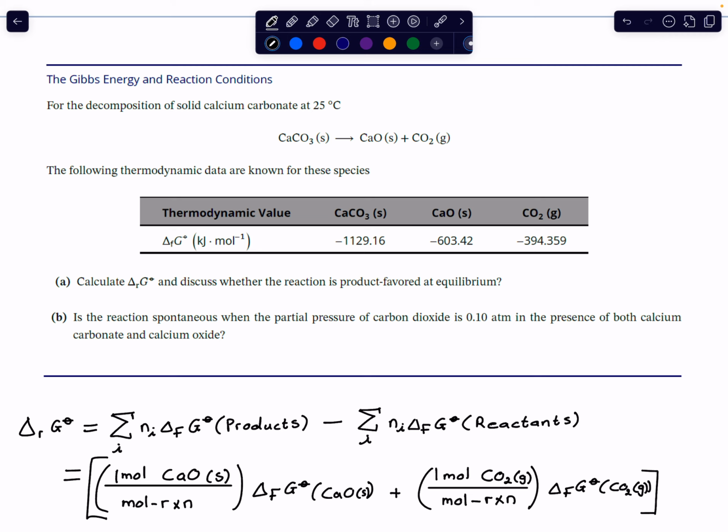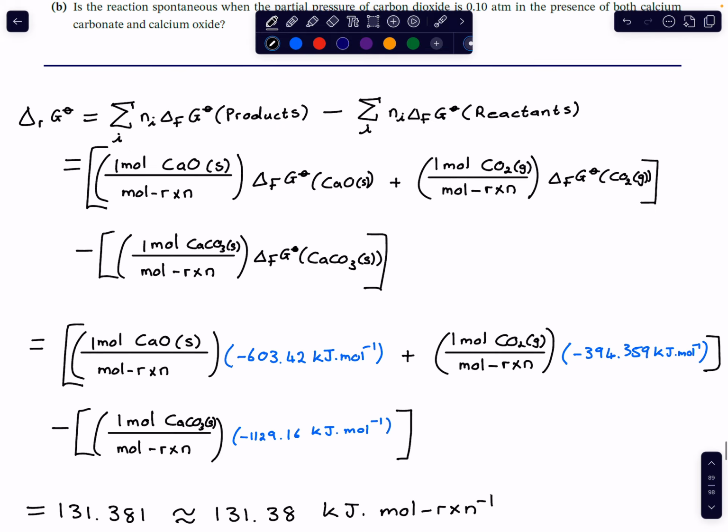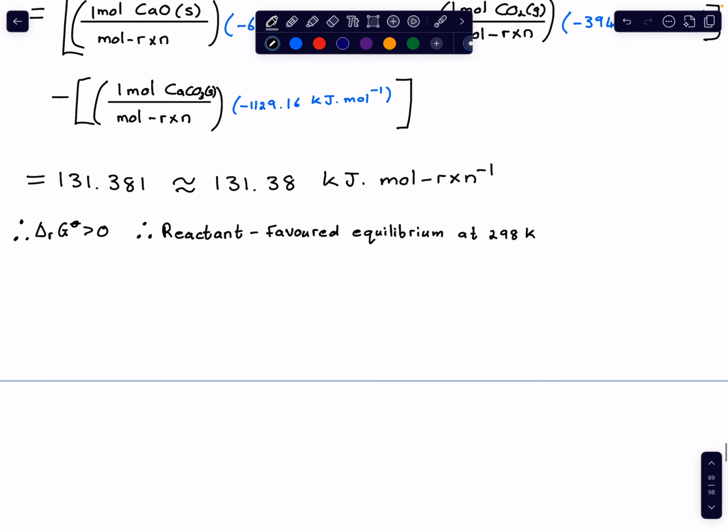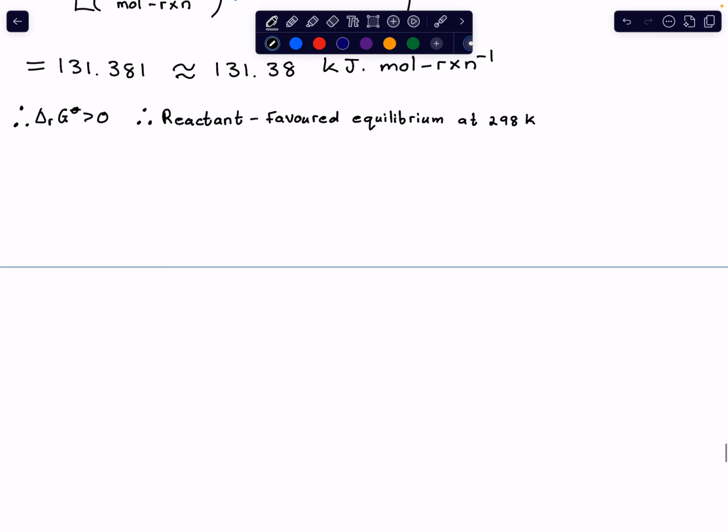So the second part of the question is, is the reaction spontaneous when the partial pressure of the carbon dioxide is 0.1 atmosphere? All right, so now it asks us, is there something that happens to the spontaneity of the reaction if we change something about the reaction conditions? The way to determine spontaneity is, of course, we should stop looking at the standard Gibbs energy. We need to start looking at the non-standard Gibbs energy, the extent of the reaction.